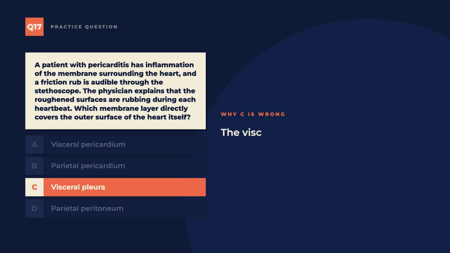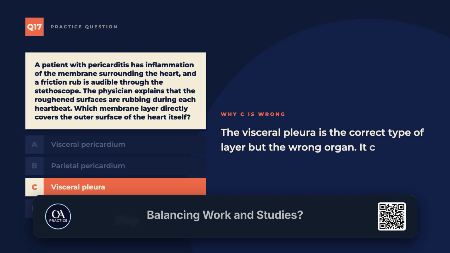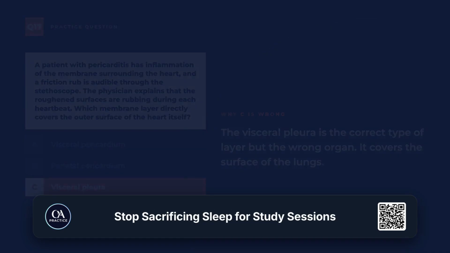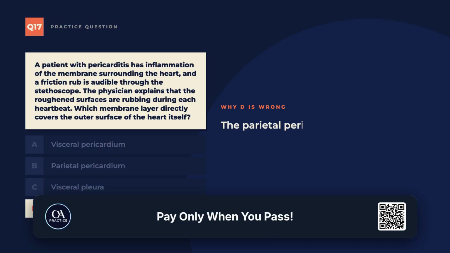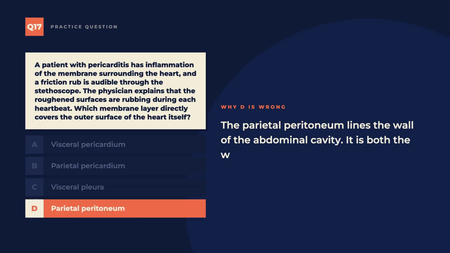C is wrong because the visceral pleura is the correct type of layer but the wrong organ. It covers the surface of the lungs. D is wrong because the parietal peritoneum lines the wall of the abdominal cavity. It is both the wrong layer and the wrong body region.